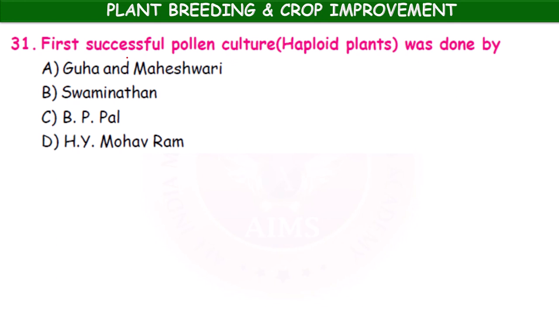The first successful pollen culture, that is haploid plants, was done by Guha and Maheshwari, Swaminathan, B.P. Pal, or H.Y. Mohan Ram. Guha and Maheshwari, embryo culture, produced haploid plants.